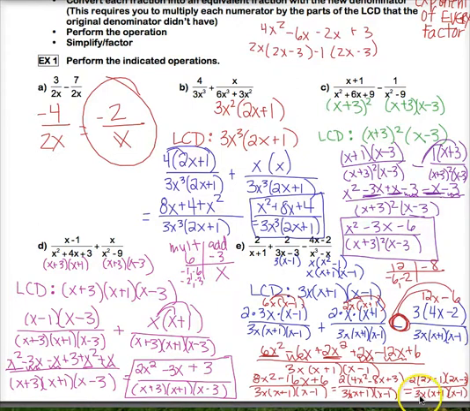Now sometimes when you factor you'll be able to cancel things. In this case that didn't happen, but we still needed to put it in simplest form. And there we are. That is it for today.